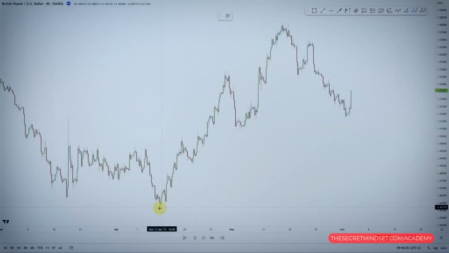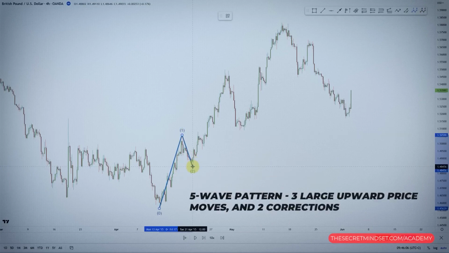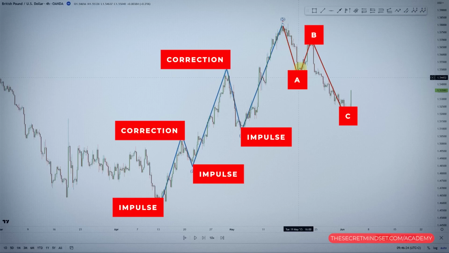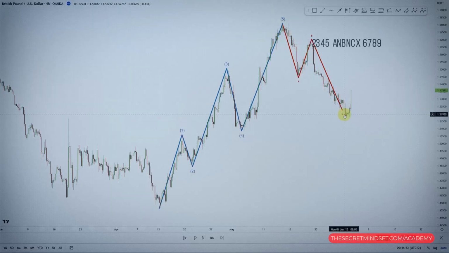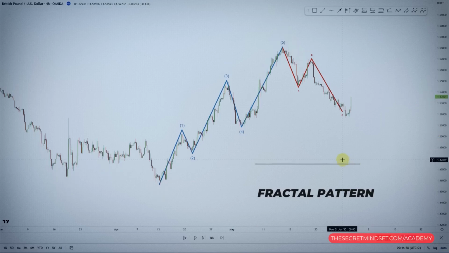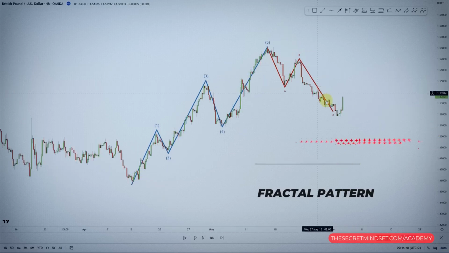Elliott found that when an uptrend is underway, it typically has 3 large upward price moves and 2 corrections. This creates a 5-wave pattern: impulse, correction, impulse, correction, and another impulse. The uptrend is then followed by 3 waves lower: an impulse down, a correction to the upside, and then another impulse down. These waves are labeled A, B, and C. Elliott also found that these movements are fractal, meaning the pattern occurs on both small and large timeframes.